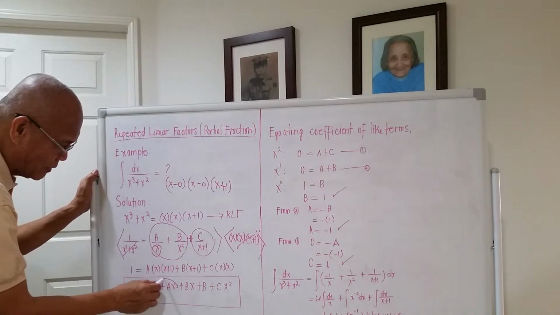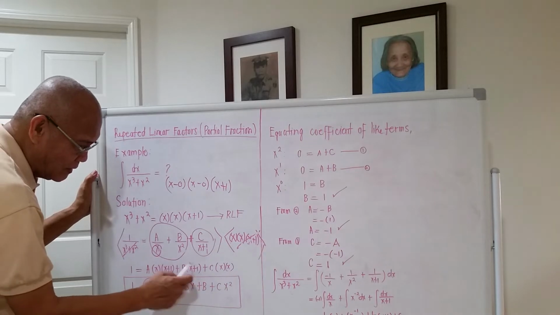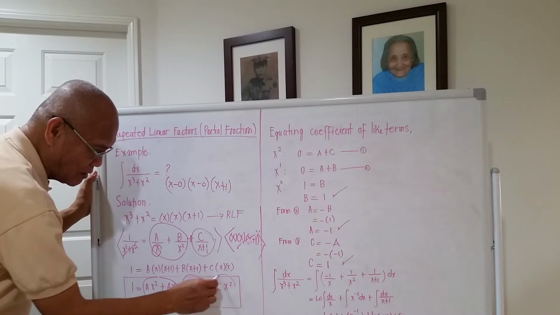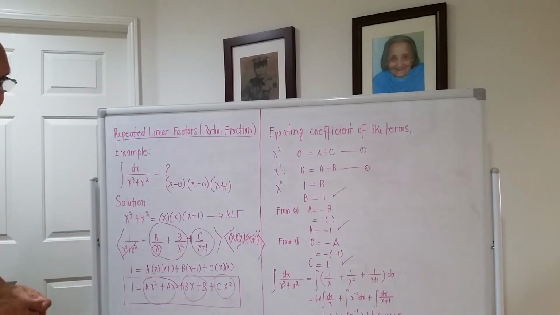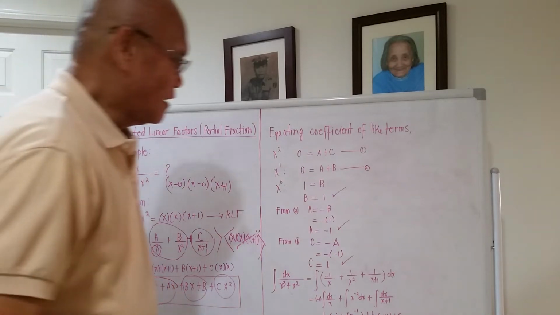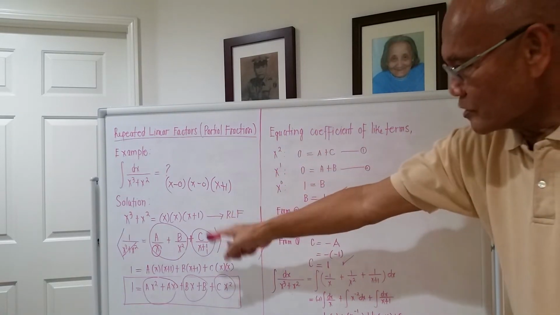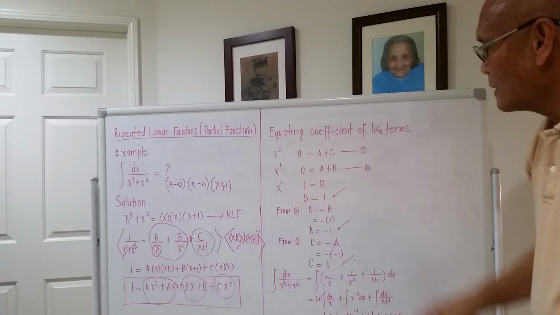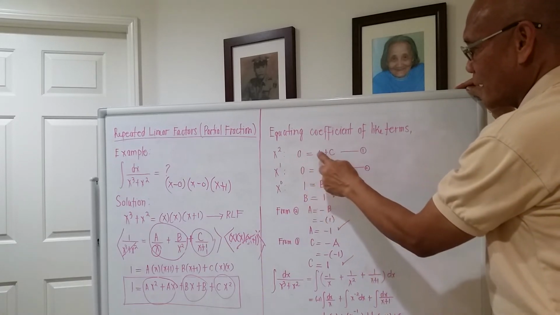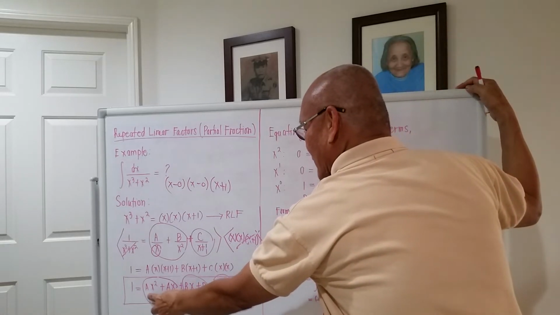This is the product of A times this. This is the product of B times x plus 1. And this is Cx squared. To compute for the values of A, B, and C, we will equate coefficients of like terms. Start with x squared. For x squared, the left hand side will be 0. The right hand side will be A plus C.